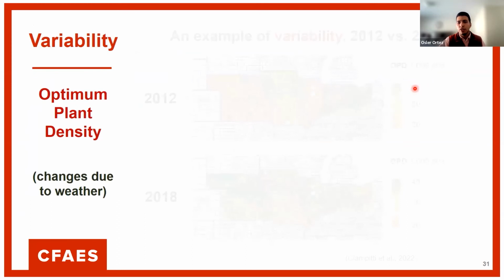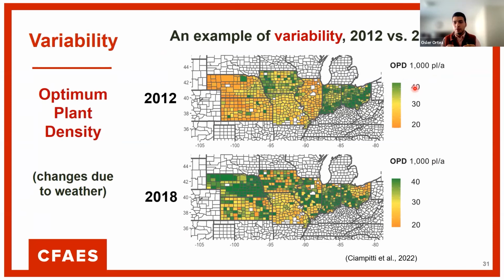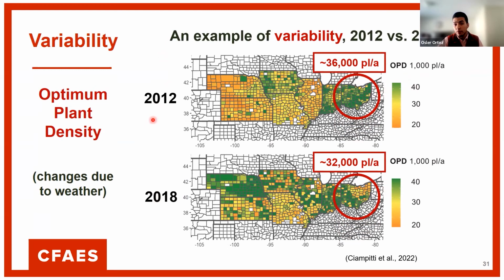We need to acknowledge that there is variability always field to field, even within the field. And as we look at a wider spectrum, such as this map here, there are differences that can be the result of changes in weather. For example, in 2012, optimum plant density for Ohio seemed to be close to 36,000 plants. And in 2018, that went down to 32,000. So just aspects that we should consider.